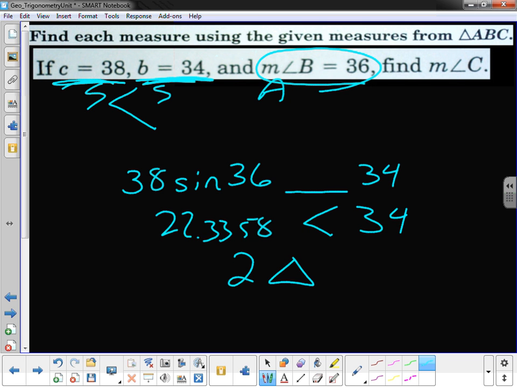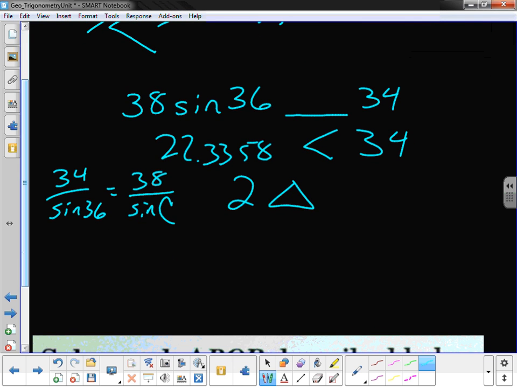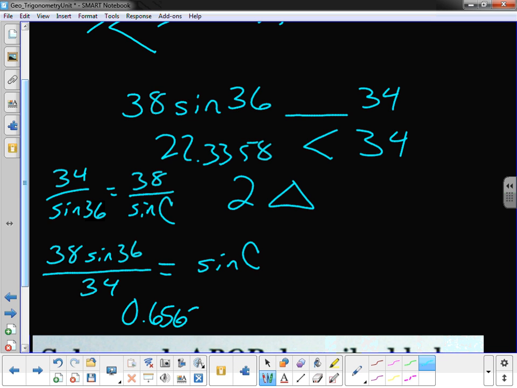So we can go ahead and set up the law of sines. So 34 over the sine of 36 would equal 38 over the sine of angle C. Okay, so if I solve that, I would take 38 times the sine of 36 and then divide that by 34. And that would give me the sine of angle C. So 38 sine of 36, we know is 22 point something. So if I divide that by 34, I get 0.656936.